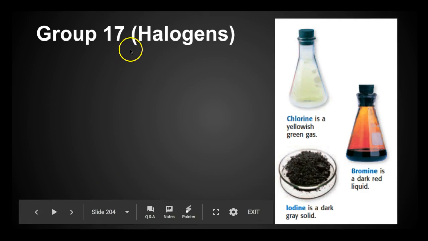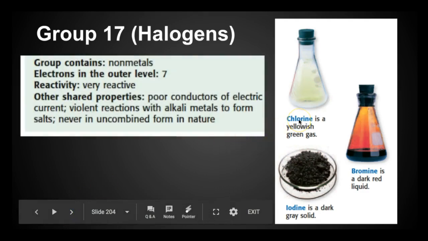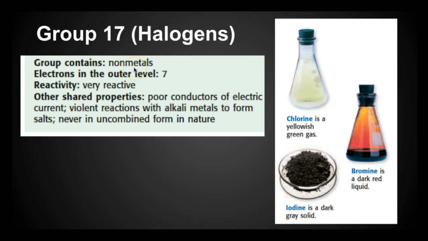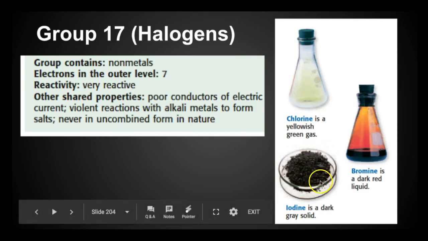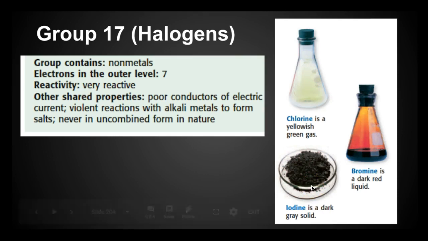The halogens, group 17. Halogens include chlorine, bromine, iodine. Remember, chlorine is a very poisonous gas. They are nonmetals. They are very reactive, more reactive than group 16. Poor conductors of electric current, and they have violent reactions with alkali metals. So group 17 likes to bond with elements in group 1. And you never find them pure in nature. You can't just go on the ground and look for bromine or iodine. Usually it's already bonded with something else. You have to break it apart to extract bromine, iodine, or chlorine.